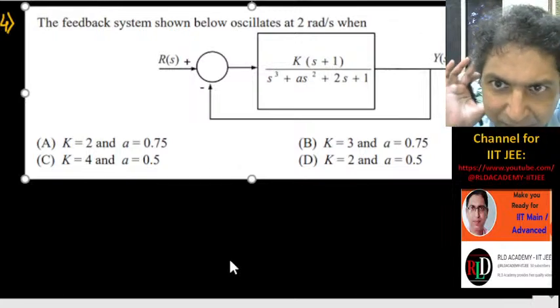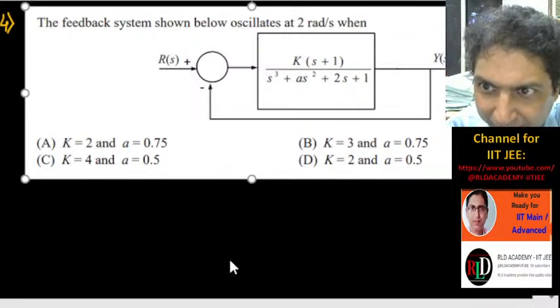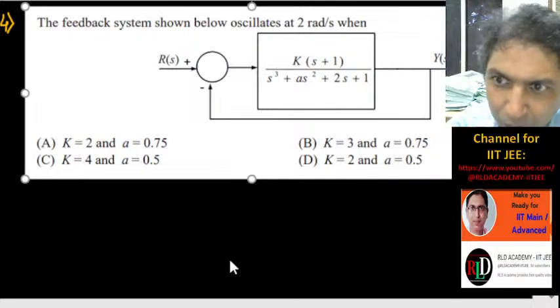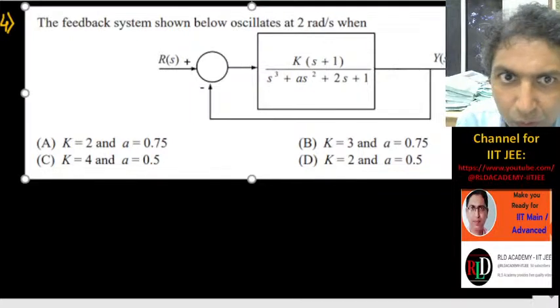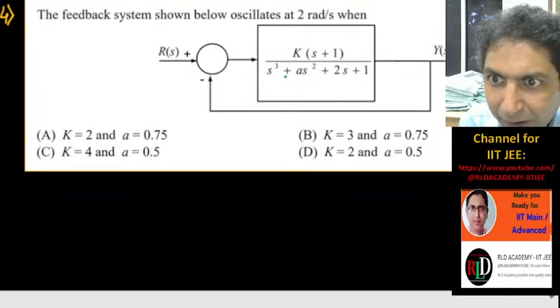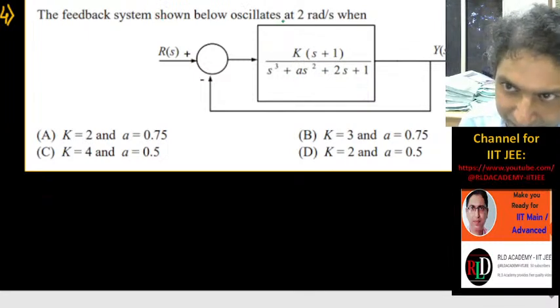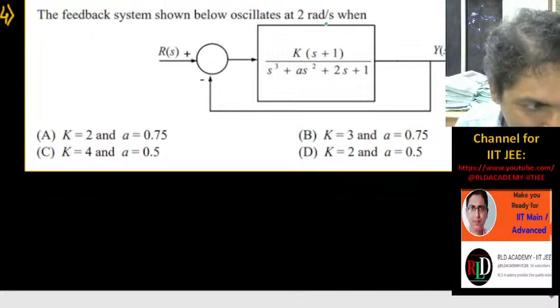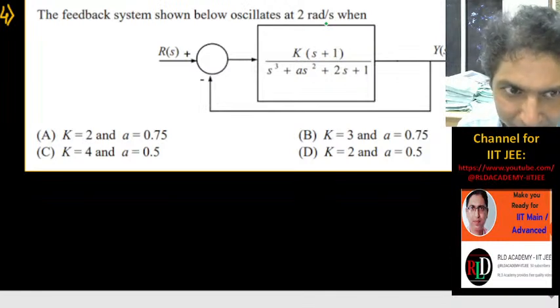So one feedback system is given, K times (s plus 1) upon s cube plus a s square plus 2s plus 1. There is one unity gain feedback. Now we need to find out the K value and a value. For that, the feedback system shown below oscillates at 2 radian per second. Okay, are you getting this problem?